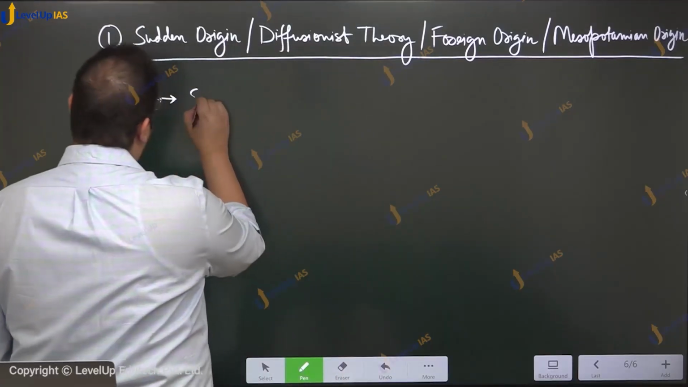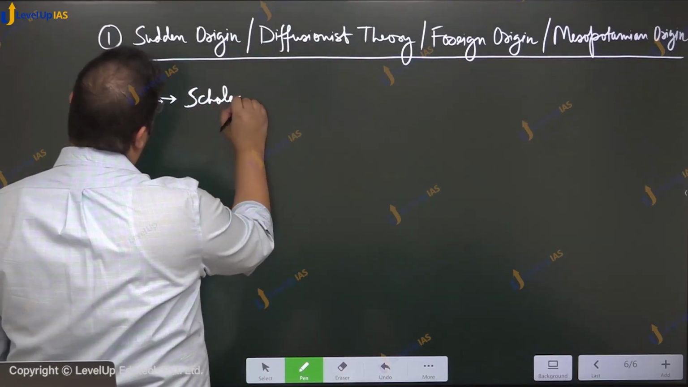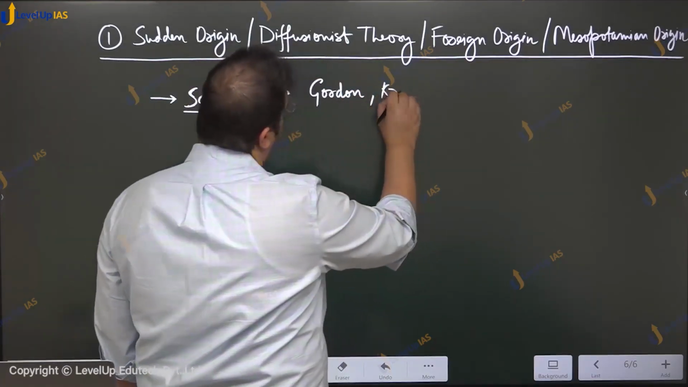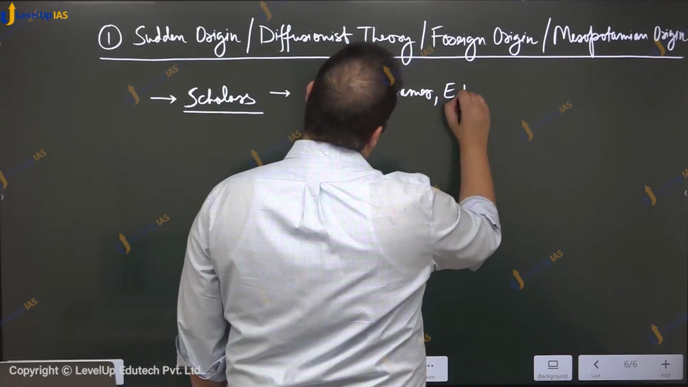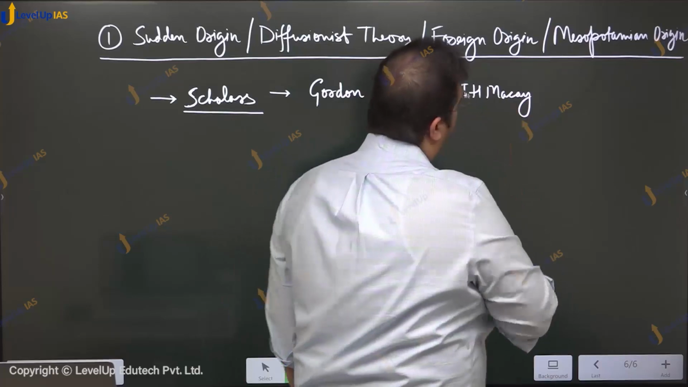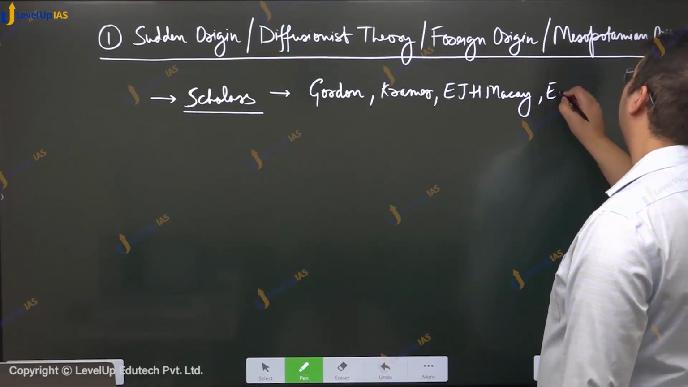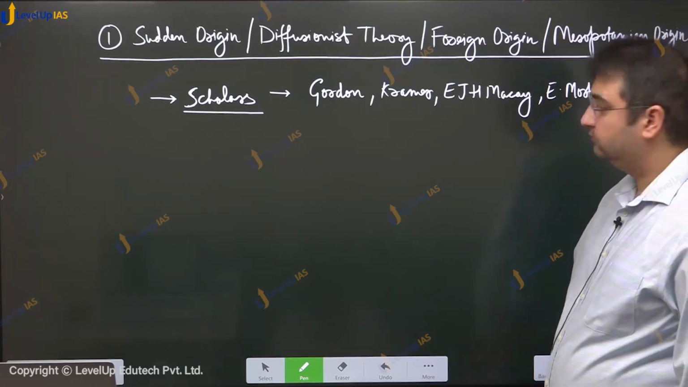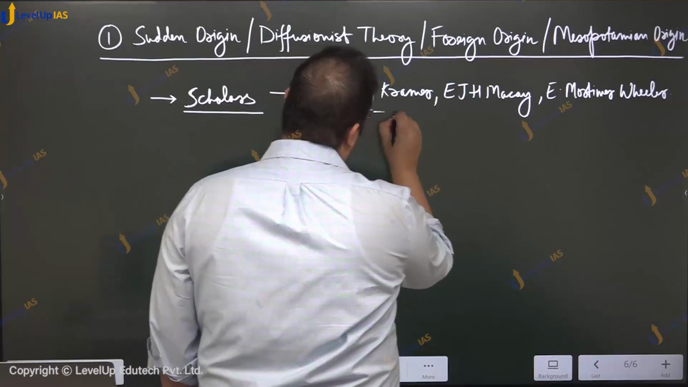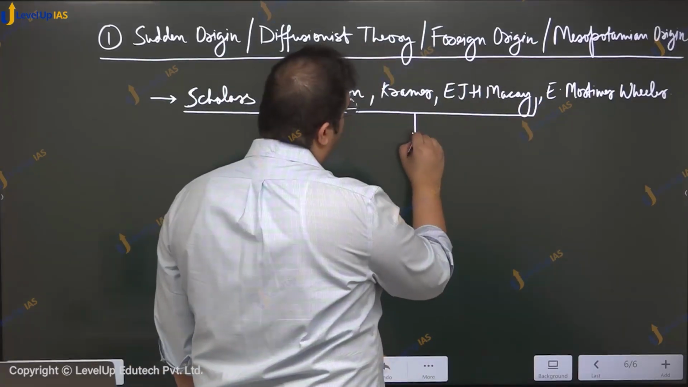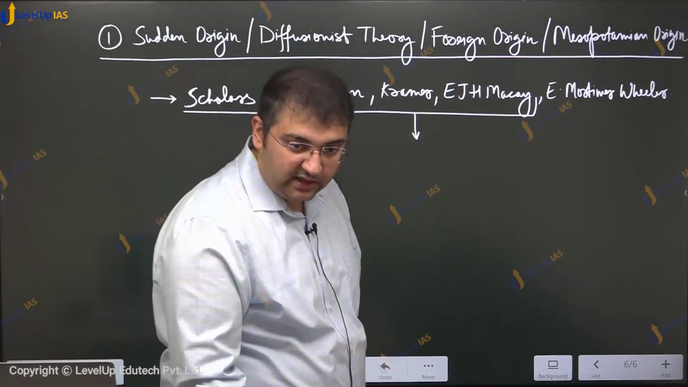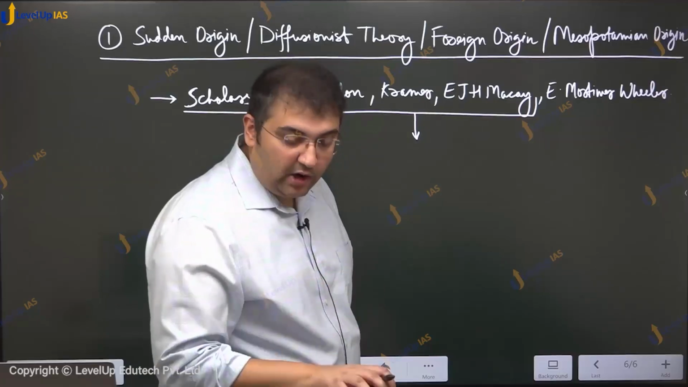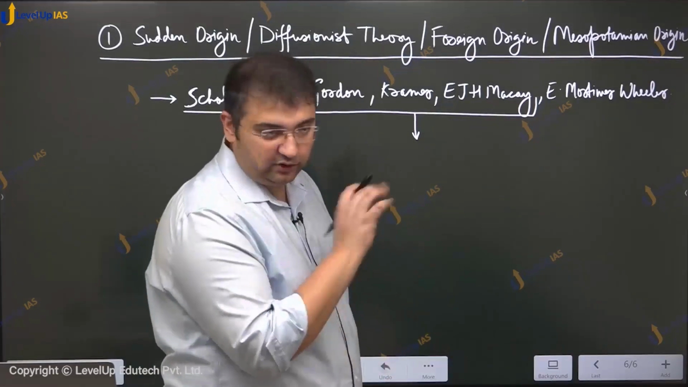So important scholars included Gordon, Kramer, E.J.H. Mackay, and E. Mortimer Wheeler. Right? Gordon, Kramer, and Mackay have argued that people from foreign lands came to this part of the subcontinent and established the Harappan civilization, constructed the cities, and transferred the technology and agricultural know-how to the local communities, which was responsible for the sudden origin of the Harappan civilization.